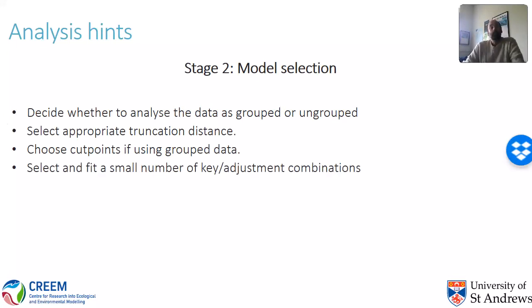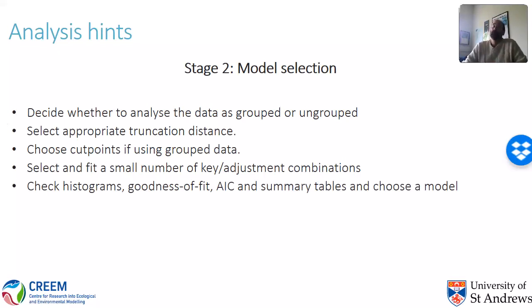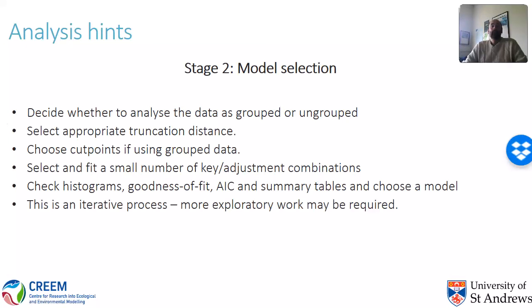Then you might want to select and start fitting a small number of key and adjustment combinations just to see what might be the best fit to your data. You're going to want to check all the histograms, goodness of fit measures, look at AIC for relative goodness of fit, and then look at the summary tables to choose a model. This is, of course, an iterative process.